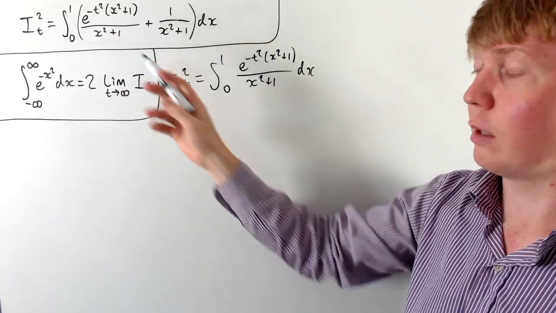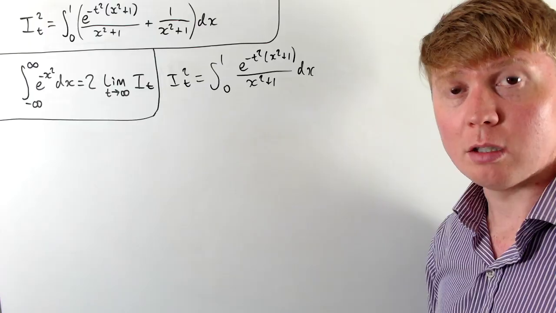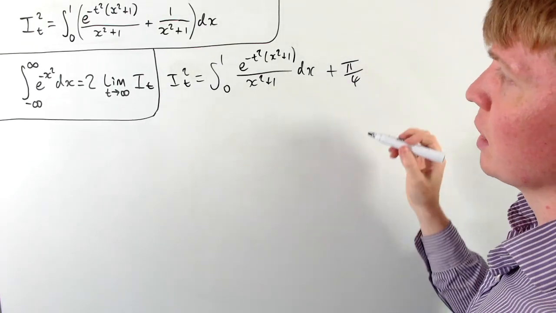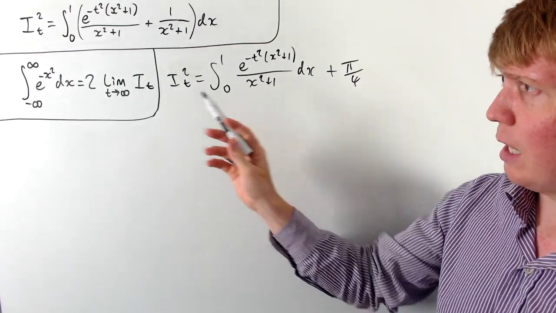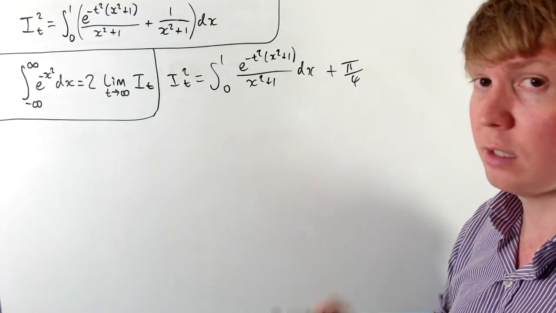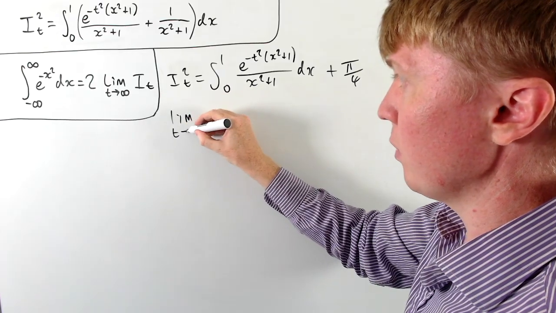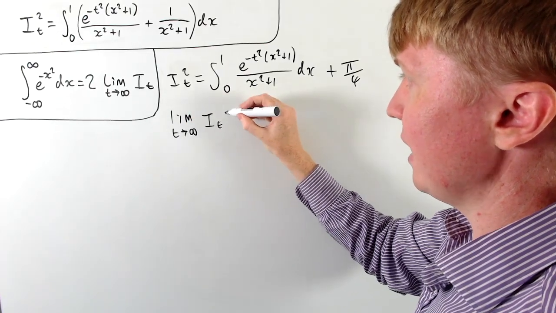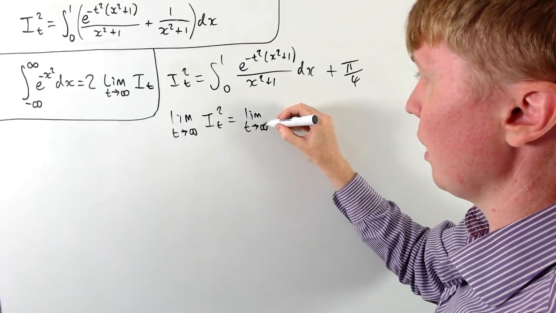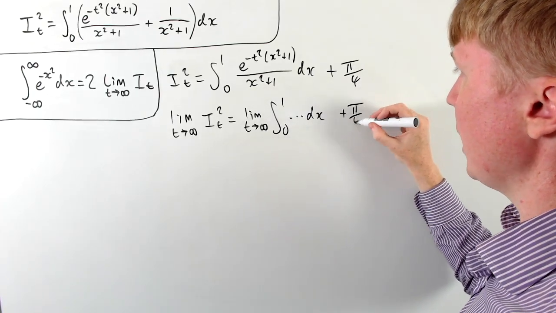But then we've just got arctan of 1 minus arctan of 0. So arctan of 1 is pi over 4, arctan of 0 is 0, so we just get pi over 4 from that part of the integral. So now we need to think a bit more carefully, as we're going to take limits as t goes to infinity, and think about how this affects this integral here. And if we consider the limit as t goes to infinity of this, all squared, then we're going to have the limit as t goes to infinity of this integral, just as it was, plus pi over 4.